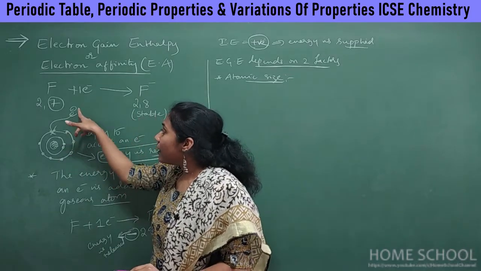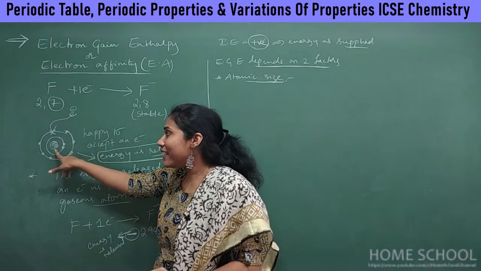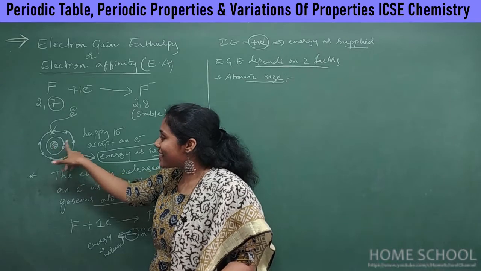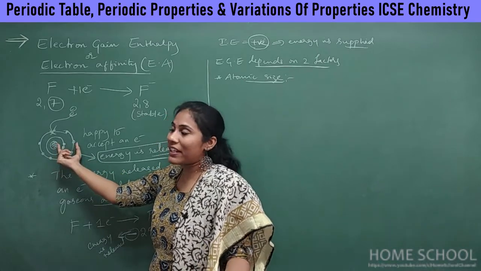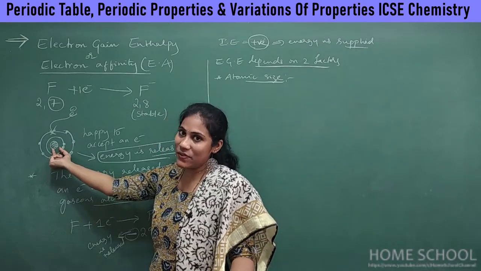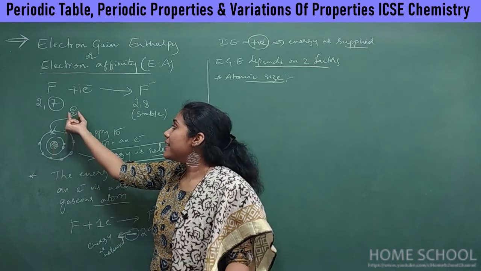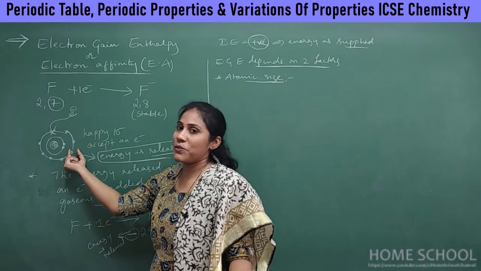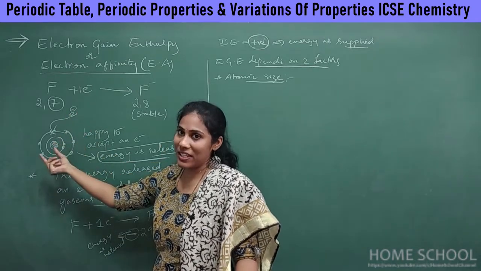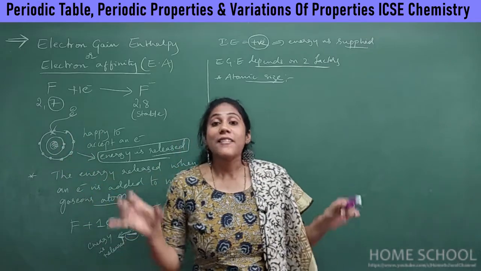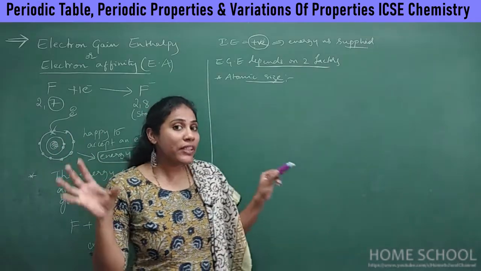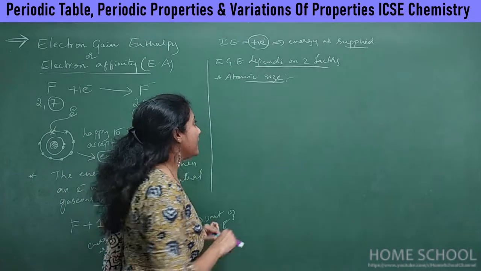So the outsider electron can be accepted very nicely by the nucleus when the distance between the outermost shell and nucleus is very less. Because this electron can stay only in the outermost shell. It cannot go to inner shells. So that's why the smaller the atom, the more will be the electron gain enthalpy.